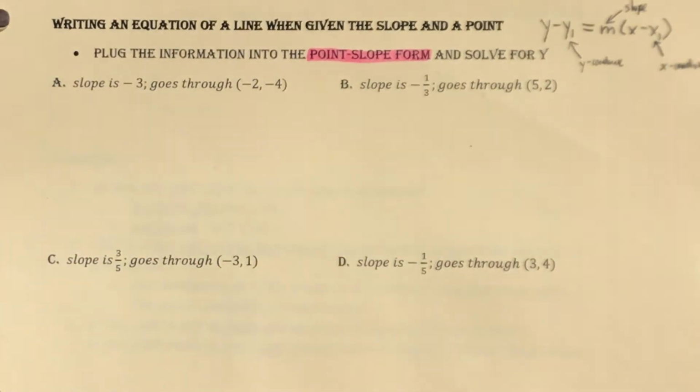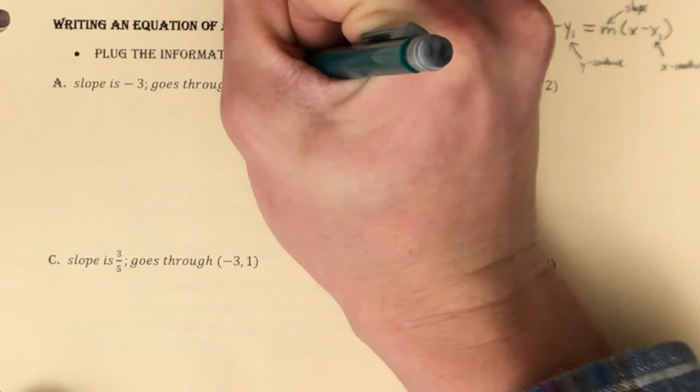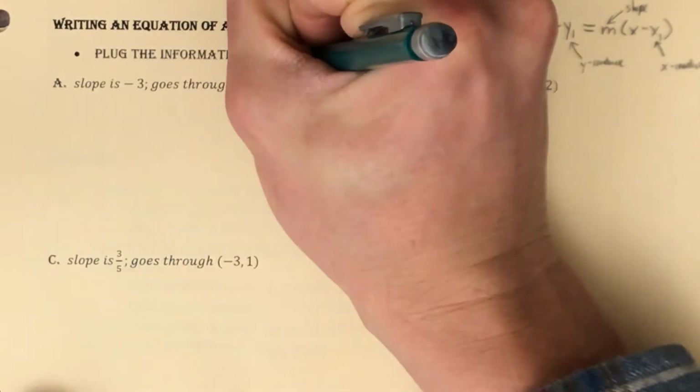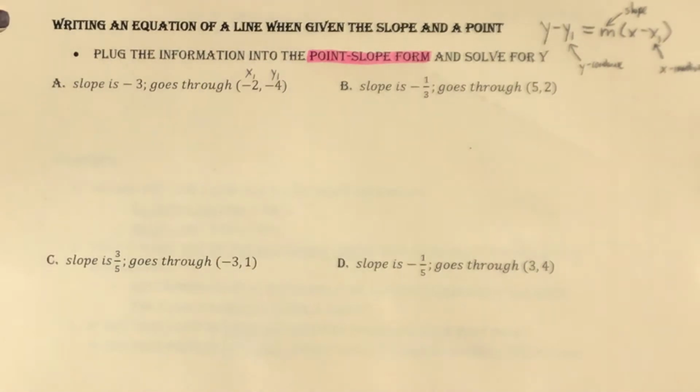So example A says the slope is -3, and it goes through the point -2, -4. So the first thing I always start with is I label the point with the x1 and y1. So -2 is the x coordinate, so I'm going to call that x1. And then -4 is the y coordinate, so I'm going to call that y1. Then I'm going to plug that information into the appropriate spots.